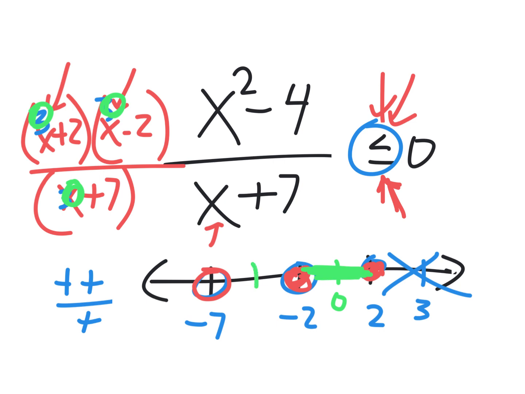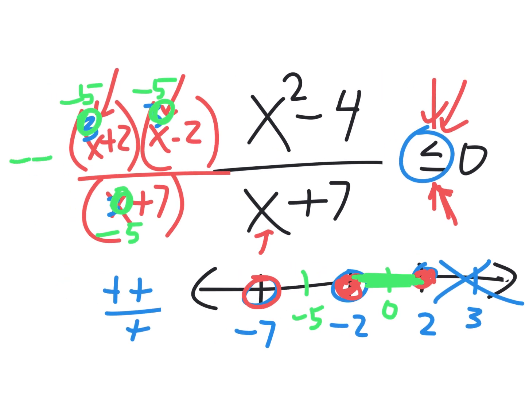I would predict that -5 would not work because right next door it worked. So I bet you -5 doesn't work. We'll find out. Negative, negative over positive. Negative, negative over positive. And that comes out positive. Positives are not less than 0. Cross that out.